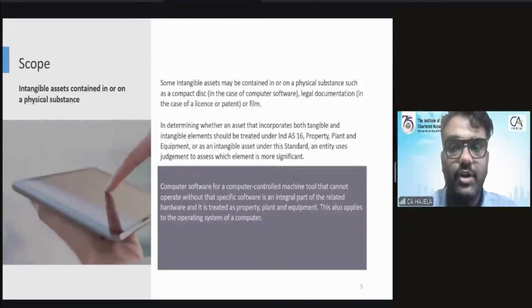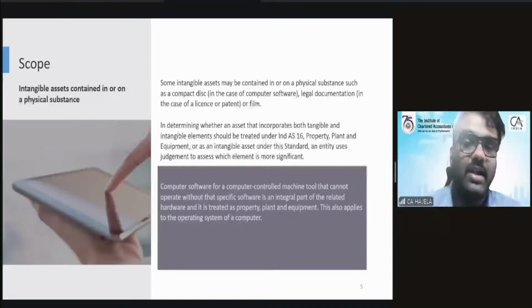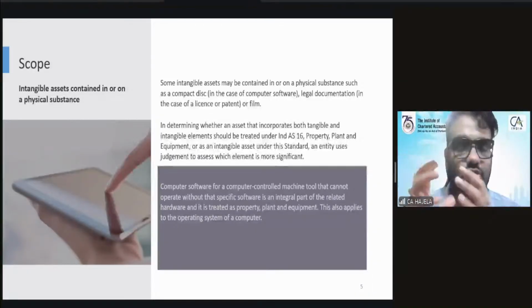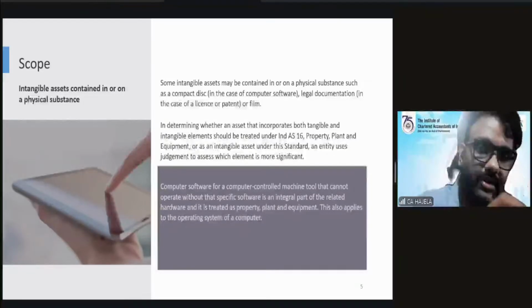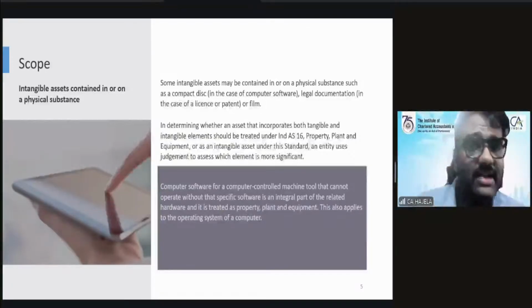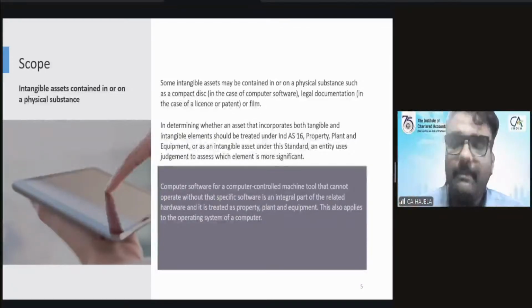Computer software for a computer-controlled machine, which cannot operate without that specific software, becomes property, plant and equipment. Similarly, judgment needs to be applied: software like Microsoft Office will not be an intangible asset in the books of accounts because there the laptop, the physical device, is of major substance. On the contrary, software like Oracle or SAP will be an intangible asset for us in spite of being run on the same system. This is how the process goes ahead.